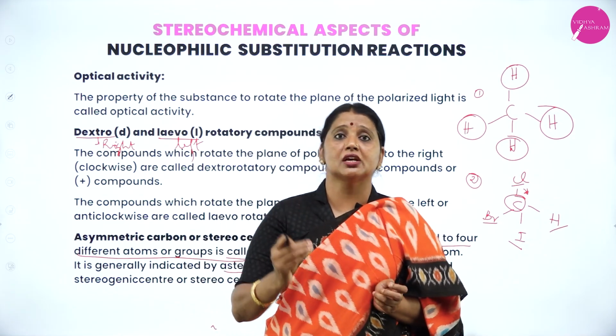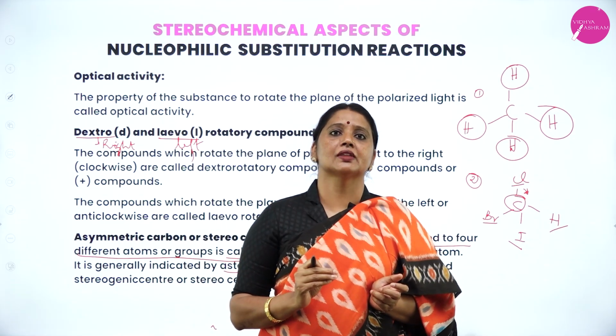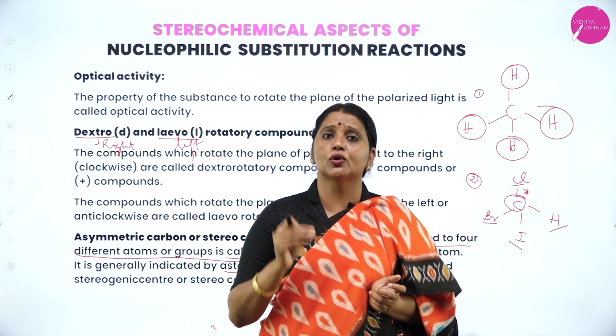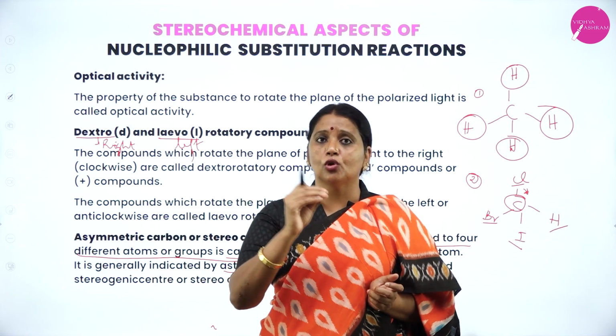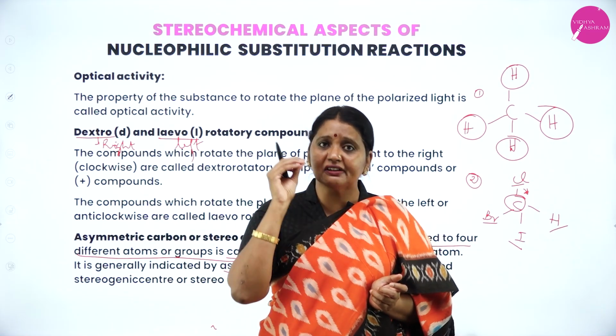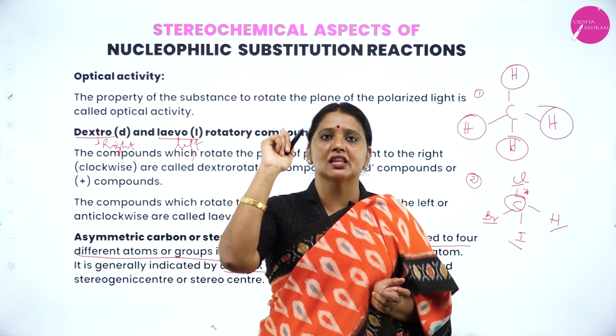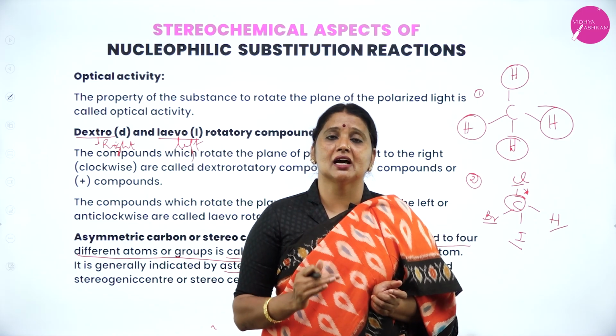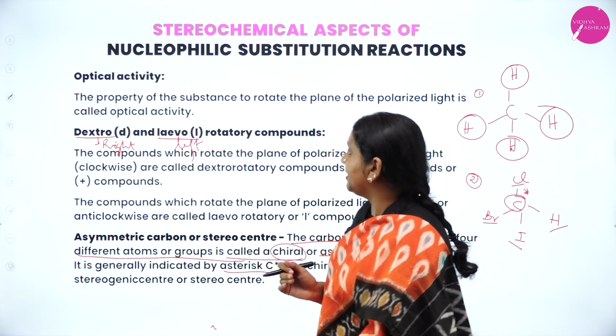Therefore, in future you should be able to find out which carbon is chiral. How do you identify chiral carbon? The 4 atoms or 4 groups of atoms which are attached to the carbon, if they are different, then that carbon is called which carbon? Chiral carbon or asymmetric carbon or stereogenic carbon.